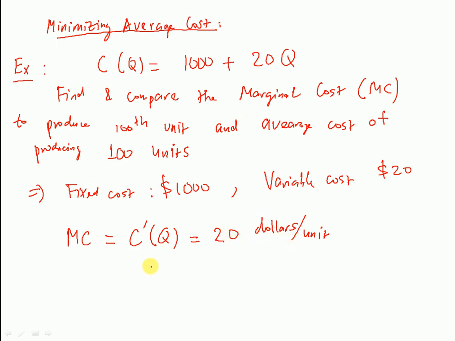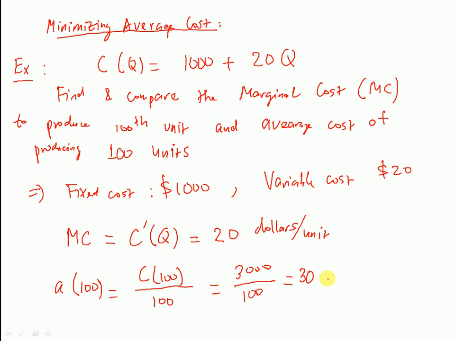Okay, now let's find the average cost. The average cost of 100 items equals the total cost of 100 items over the total amount of items. Now if you plug in C of 100 for Q, we will get 3000, because 100 times 20 gives you 2000, plus 1000 is 3000, over 100 gives you 30. So $30, this is in dollars, this is in units, so dollars per unit.